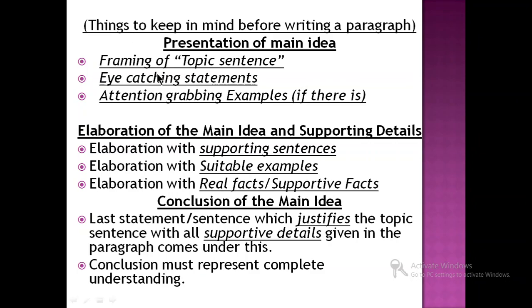Second thing, that sentence, or any sentence which you write after the topic sentence, must be very catchy. Catchy means attractive, so that the reader's eye goes to it, so that you can grab the attention and the sight of the audience. And the third one is attention grabbing examples.